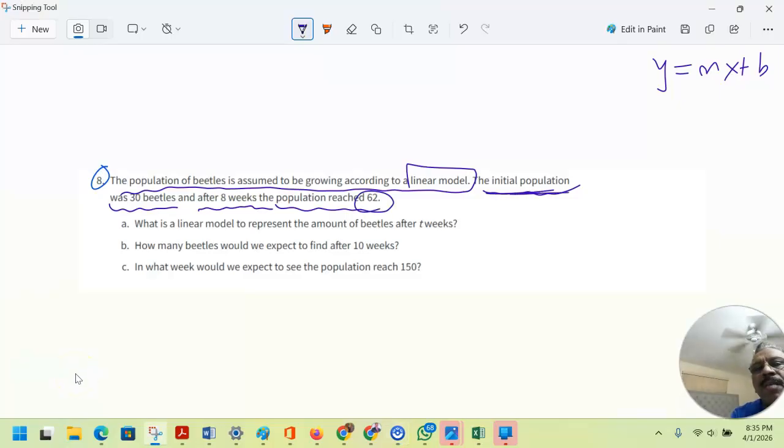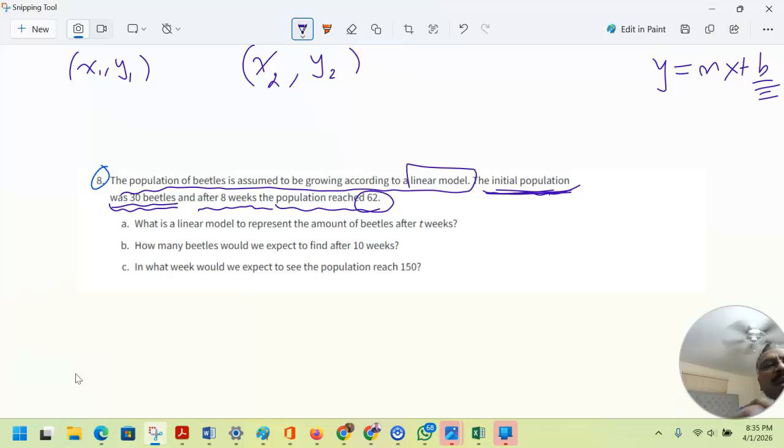The first step is to know: do we have these two pieces? Did they give us 2 points here, x1, y1, and x2, y2? We need to know 2 points. So one thing is the initial population was 30 beetles. It means when it is 0, in the beginning, the beetles are 30.